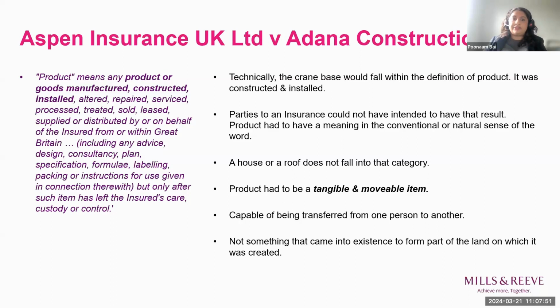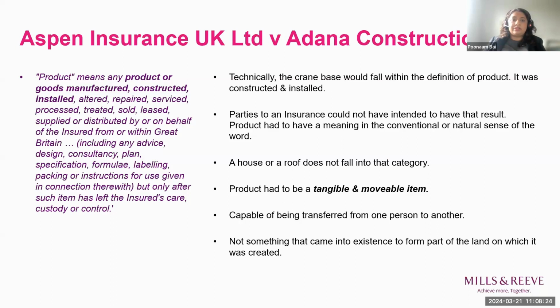The words product had to have a meaning in the conventional or natural sense, and as an example, the court said a house or a roof or even the crane base did not fall into the category of products when you considered the usual meaning of the word product. The court went on to say that the hallmark of a product was that it had to be tangible and movable, an item that was transferable from one person to another and not something which came into existence to form part of the land on which it was created.